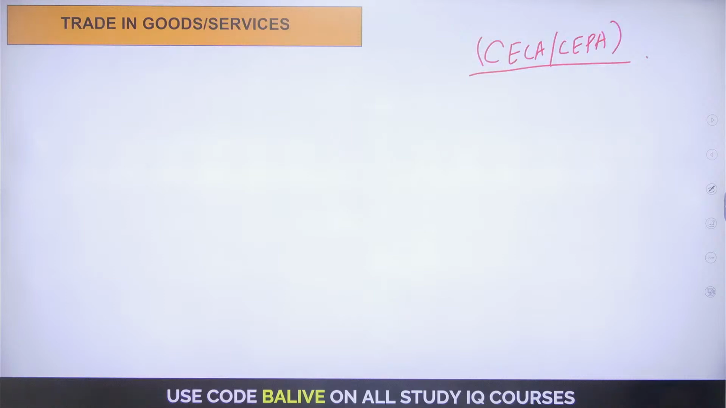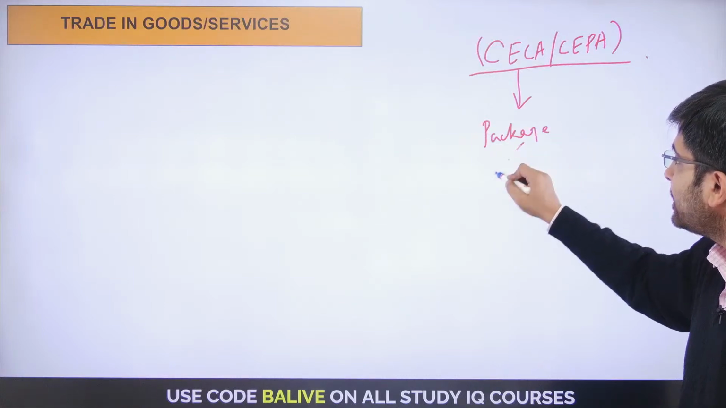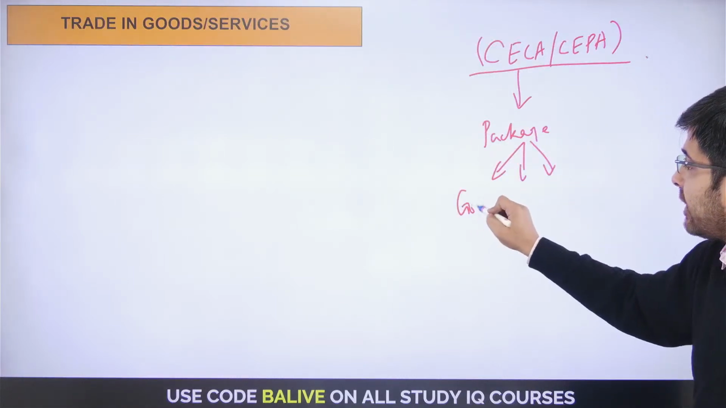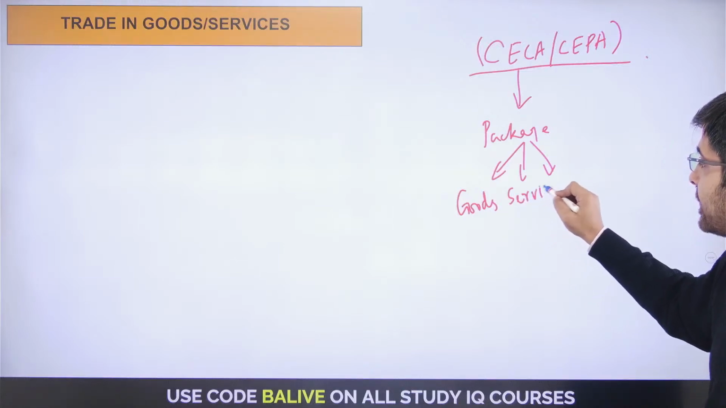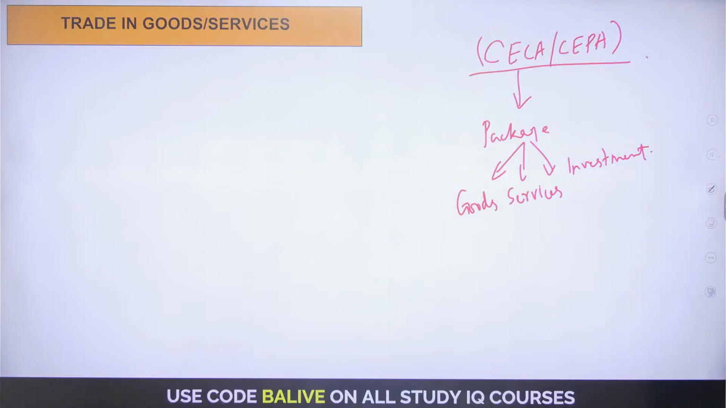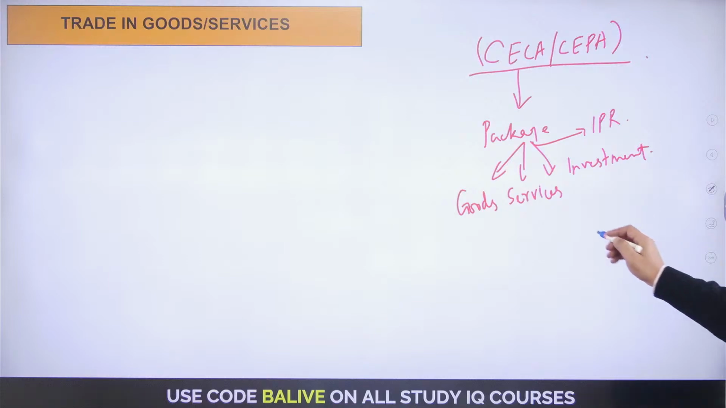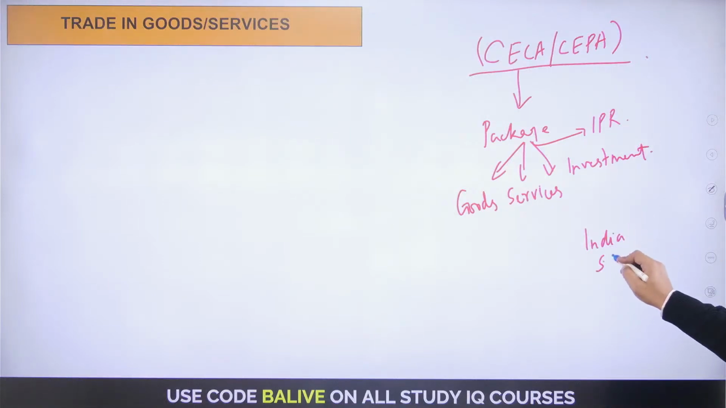What does this mean? It means that this is essentially like a package. Think of it as an economic package that has terms of reference for goods, for services, for investments. This is like a package deal that you get. Think of it, a combo offer. This covers all three: the goods, services, investments. You're also looking at IPR. All of this, there will be terms of reference regarding that. So the best example for this is the India-South Korea agreement. India-South Korea CEPA.